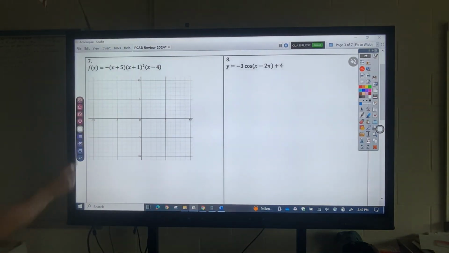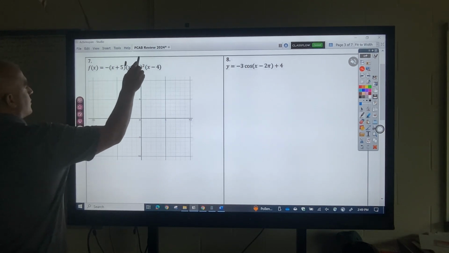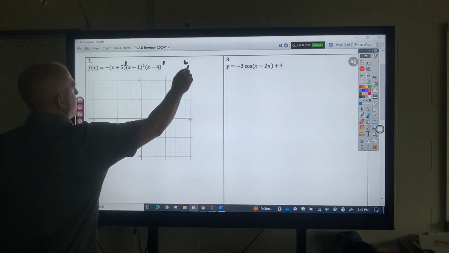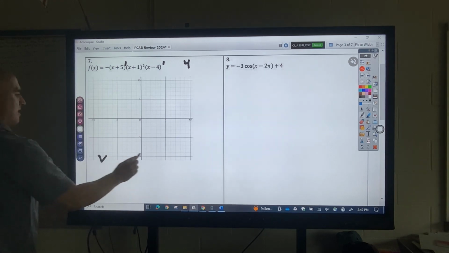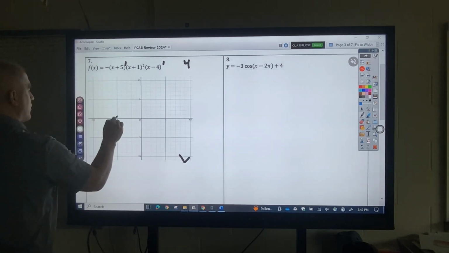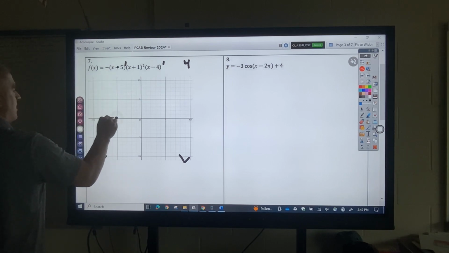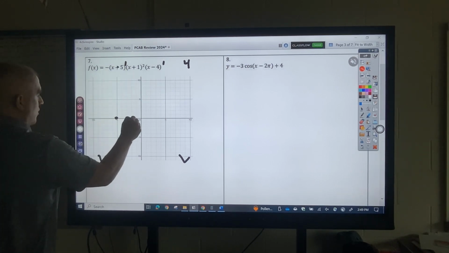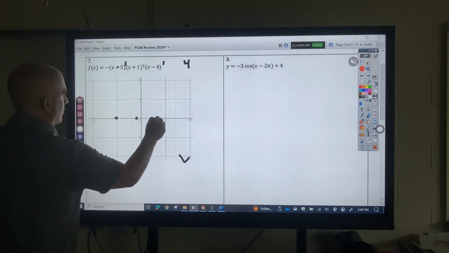What you've got to do on these: this is degree 1, that's degree 2, that's degree 1, so degree 4. Since that is negative, that means both those arrows have to be pointing down. I look at where this crosses. That crosses at -5, because that would be the solution. That crosses here at -1. That crosses here at 4.